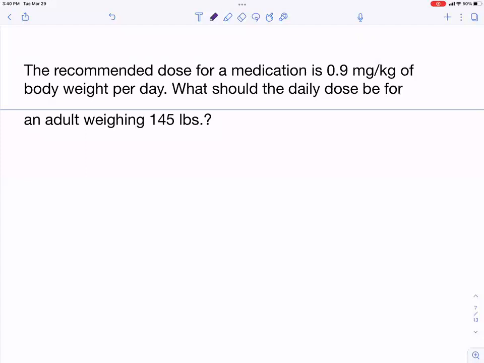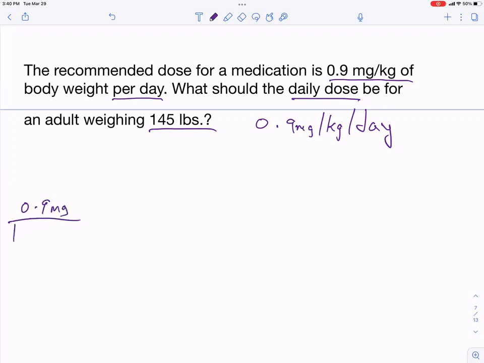In this question, what is the recommended dose of a medication? 0.9 milligrams per kilogram per day. So again, that's 0.9 milligrams per kilogram per day. It's asking what is the daily dose for an adult weighing 145 pounds? So 3-factor, the strength, 0.9 milligrams per kilogram per day. And what am I solving for? The daily dose. So the only unit that's available in dose is milligrams over day.